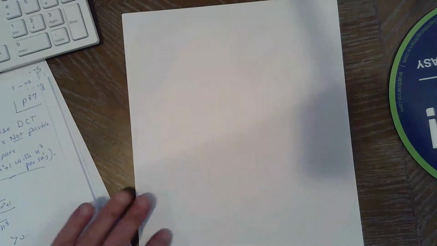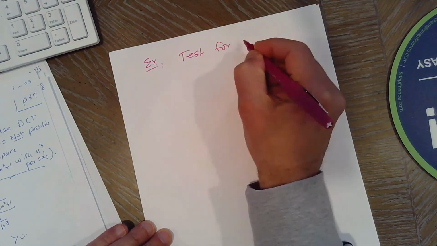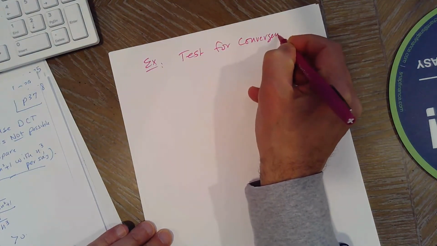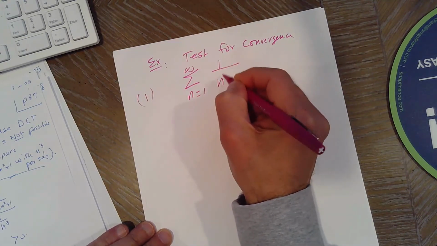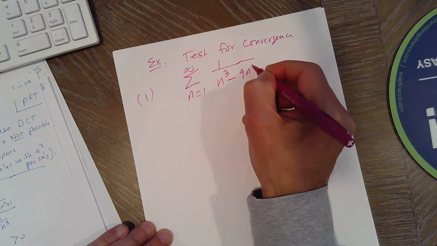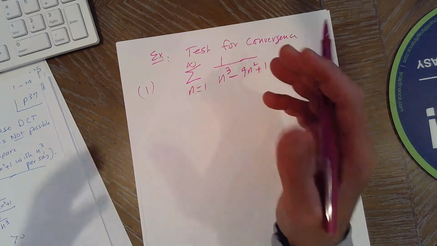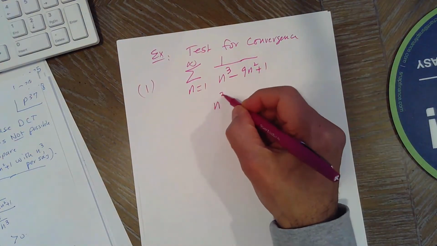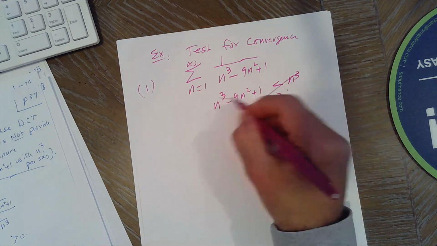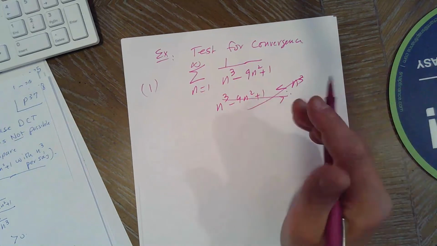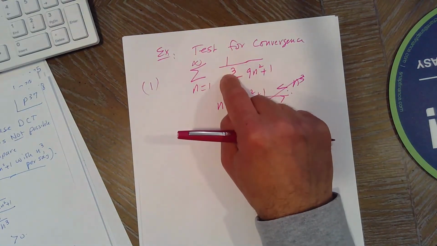All right, so if you look at the next example, test for convergence, the sum from n equals 1 to infinity of 1 over n cubed minus 9n squared plus 1. If you want to compare this with 1 over n cubed, it's not going to be possible to do direct comparison tests, right? I can't say n cubed minus n squared plus 1 is less than n cubed or greater. I can't. It's not doable. Direct comparison test is not going to work. But I can do ratio with 1 over n cubed, okay? I can do ratio and you will see that.